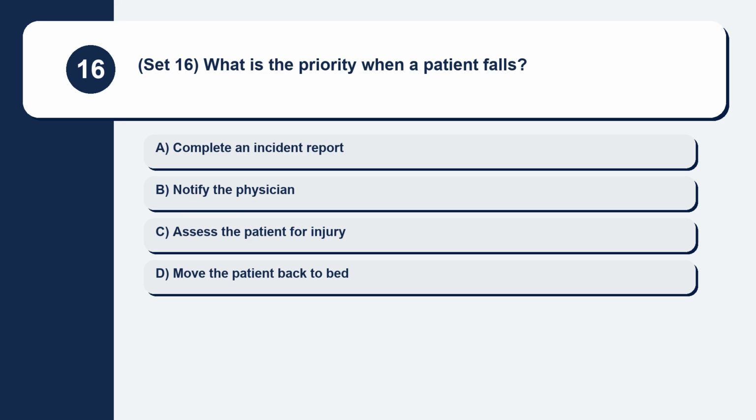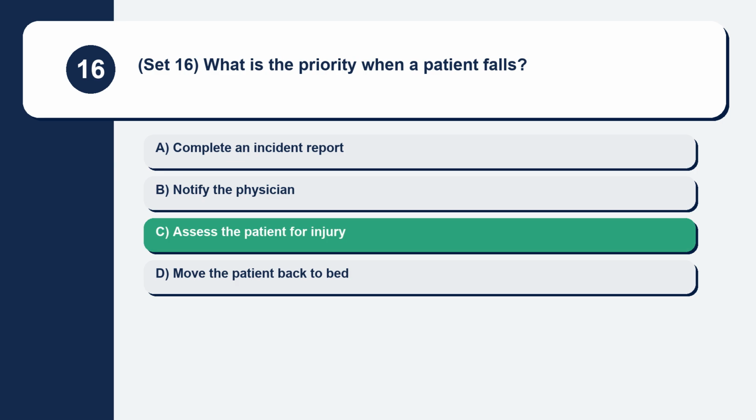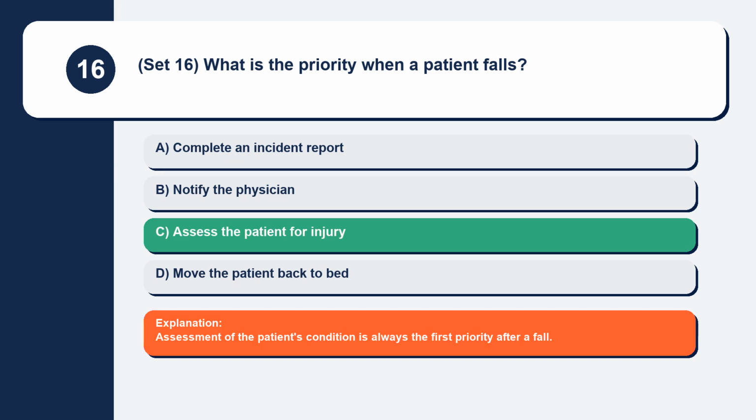Question 16. Set 16. What is the priority when a patient falls? Complete an incident report, notify the physician, assess the patient for injury, move the patient back to bed. Assessment of the patient's condition is always the first priority after a fall.